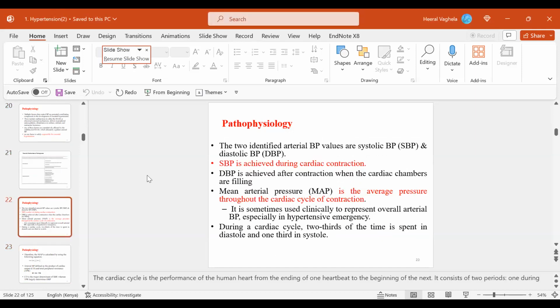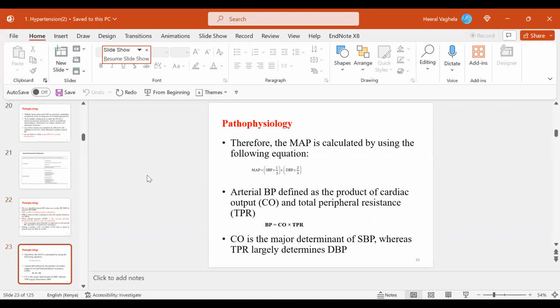The mean arterial pressure, or MAP, is the average of the pressure throughout a cardiac cycle of contraction. So for this, 2/3 of this MAP is spent in diastole and 1/3 is spent in systole. So to calculate MAP, this is the formula. Then the aspect of cardiac output and total peripheral resistance.